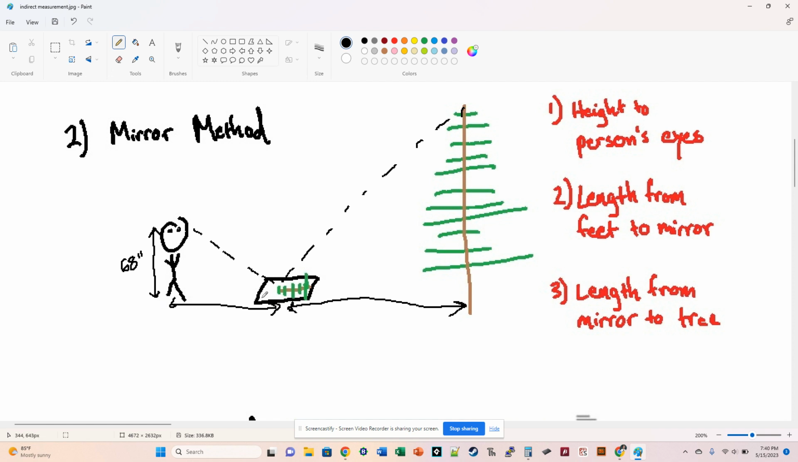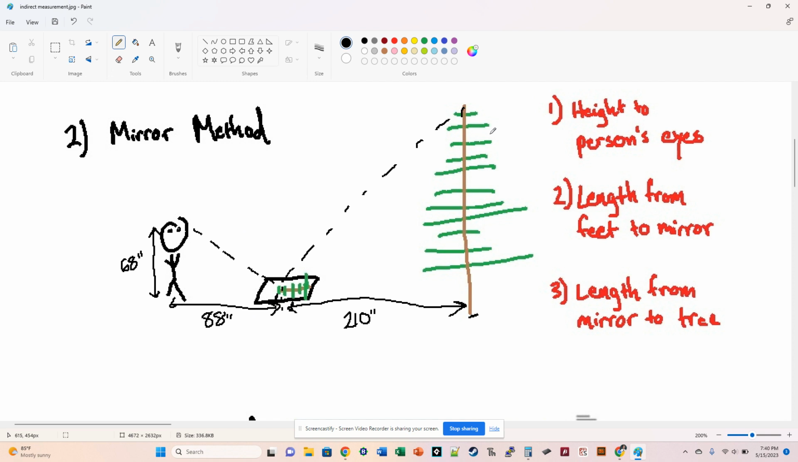All right, so you measure from your feet to the mirror. Let's go ahead and say for this case it was, I don't know, 88 inches long. Then you've got the length from the mirror to the base of the tree. I try to put the mirror right in the middle, or wherever the person can see the top of the tree. For this case, let's say it's 210 inches to the base of that tree.